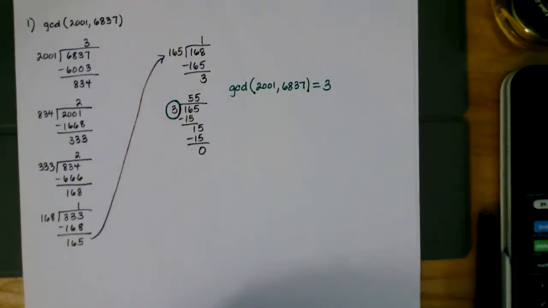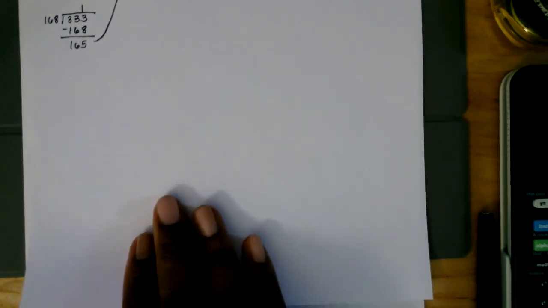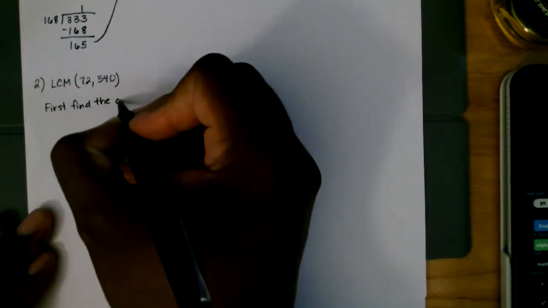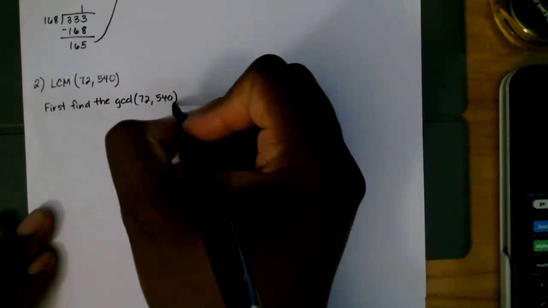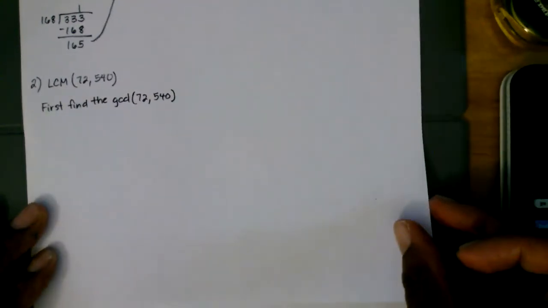let me pull up this paper for problem number 2. In this case, we want the LCM of 72 and 540. Well, to do that, we're going to first find the GCD of those two numbers, 72 and 540. All right, so now, this is what we do.